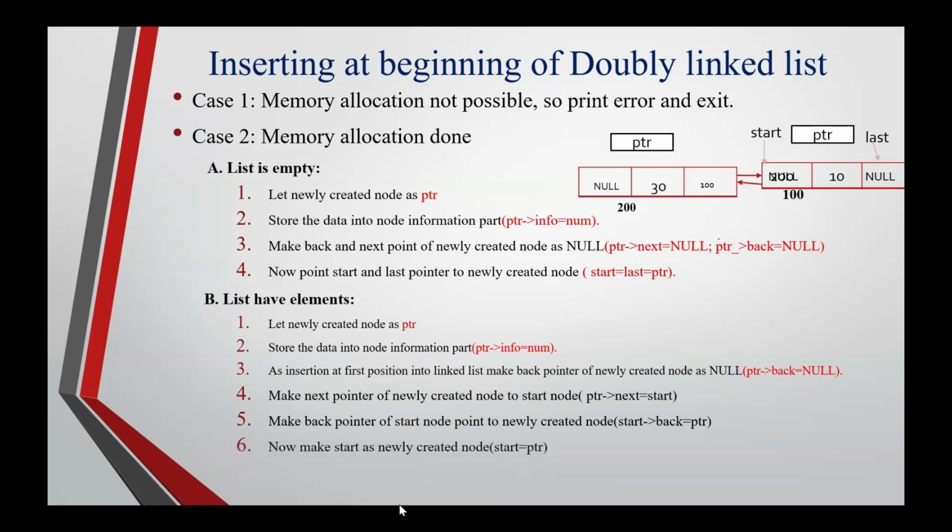Then make the start the newly created node. Right now the connection is established and data is stored. So now we have to make start point to this one. Now this is the start node, and this is the second node. So our double linked list is over. So this is the algorithm we have to follow for insertion at the first position.